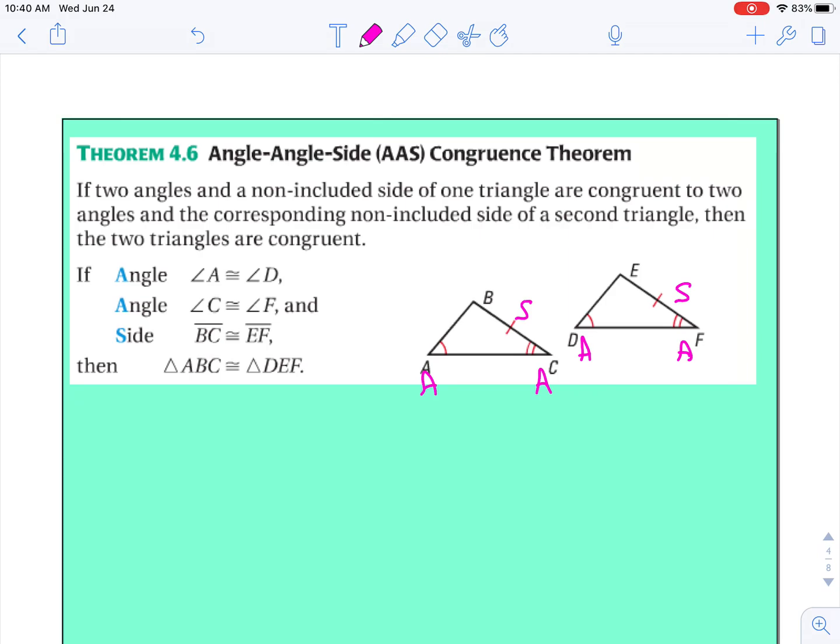Really, this can be thought of as an extension of angle side angle, because we actually know that angle B and angle F are also congruent to each other by the third angles theorem. So, as an extension, we find that that angle is also congruent. So we actually could use angle, angle, side or angle, side, angle again. Those are our last two congruence theorems and ways to prove triangles are congruent.